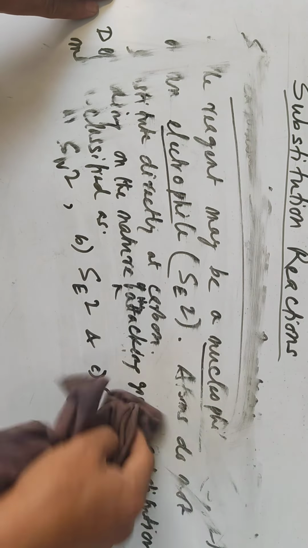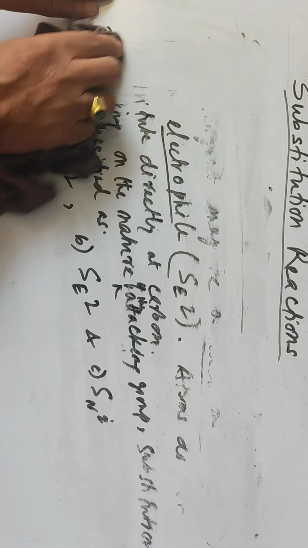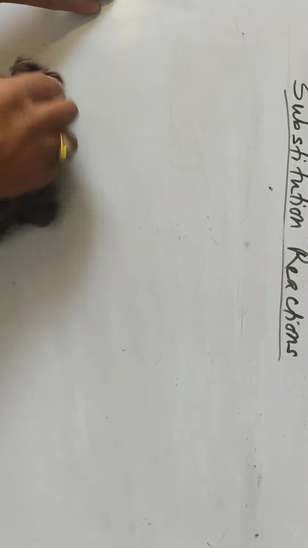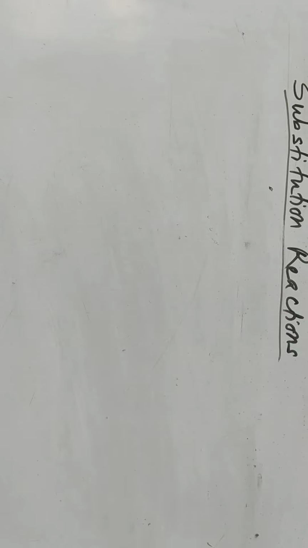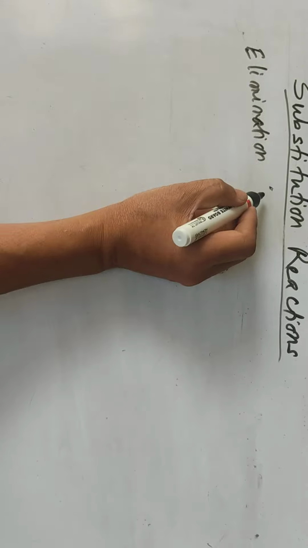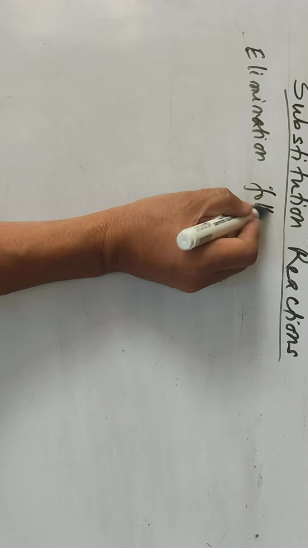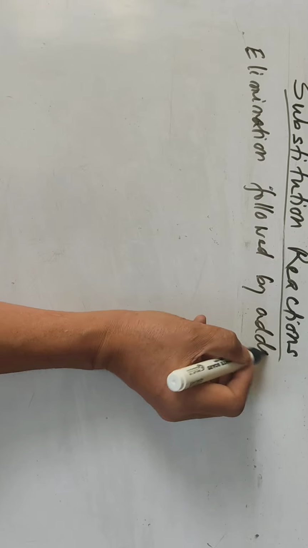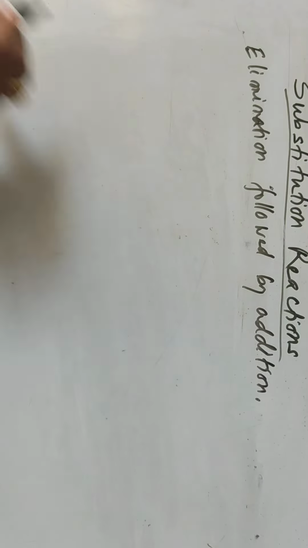Now let's take up the second process of substitution reaction, elimination followed by addition. Here in the substitution reaction, first elimination, followed by addition. So this is the second process of substitution reactions.